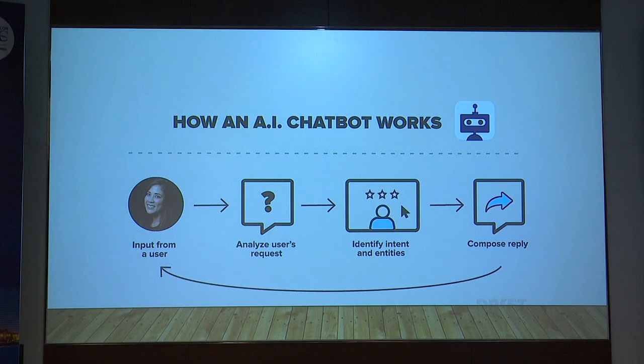While an artificial intelligence chatbot analyzes the user's request, identifies their intent and entities, and based on the data it has, composes a reply and sends it to the user. And with deep learning, over a period of time, they refine themselves, so they are able to provide better replies over time.